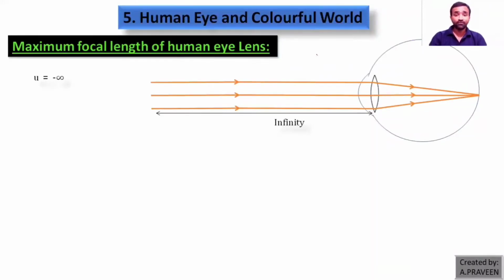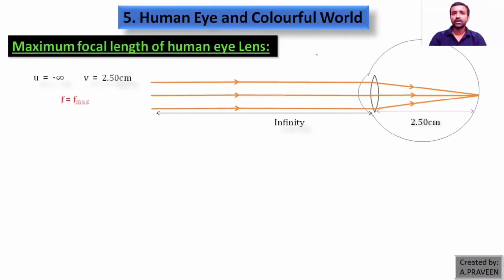Then what is the image distance? Here, the image is on the retina. As we know, the distance between the lens and the screen is 2.50 centimeters. Then automatically the image distance v equals 2.50 centimeters. Here, the focal length adjusted by your ciliary muscles is maximum, so we write f equals f maximum.